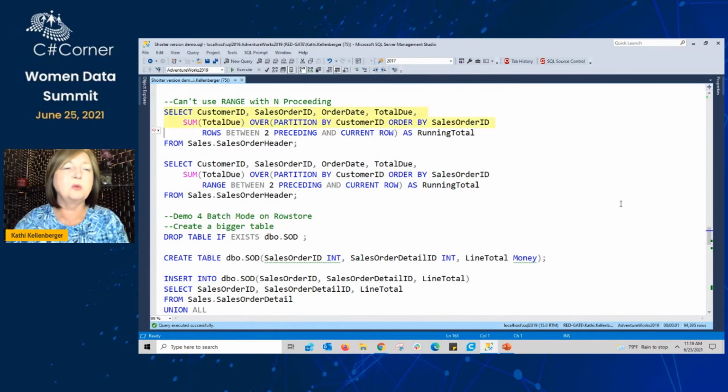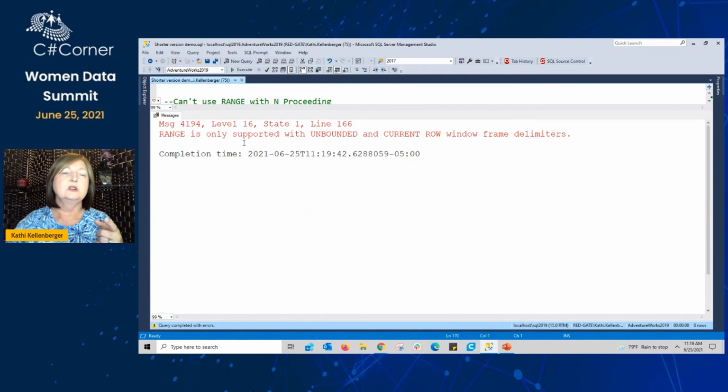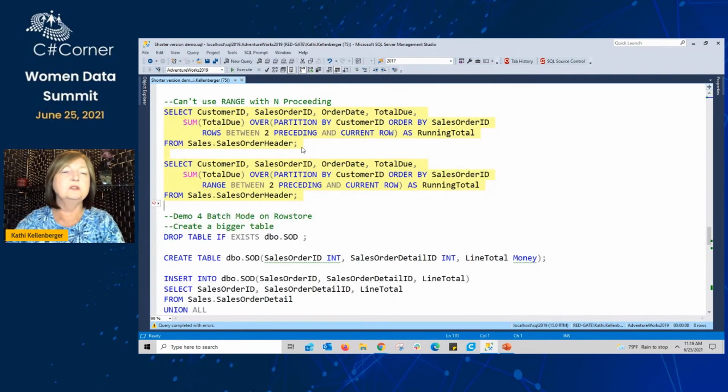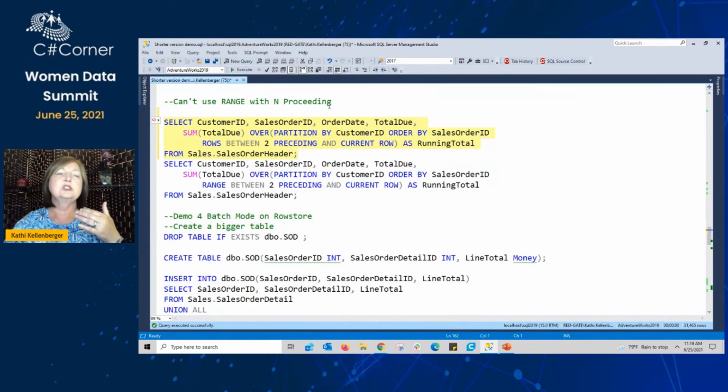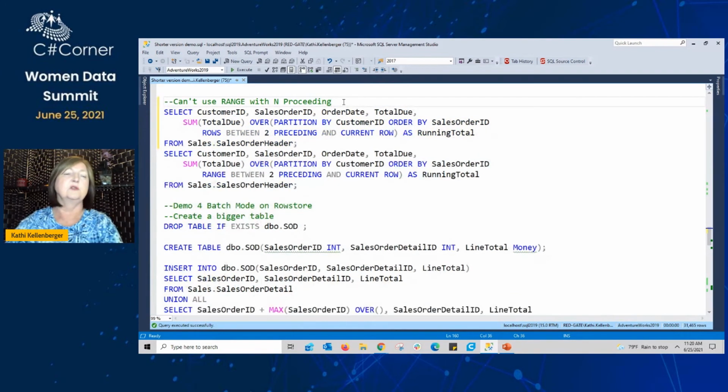Just one thing I wanted to point out is that if you are using moving averages or moving totals or whatever, you have to specify the frame. That's the only way you're going to get that functionality. I'm going to run this, but it will not work for RANGE. RANGE is only supported with unbounded and current row. That one works, but it's not supported with range.